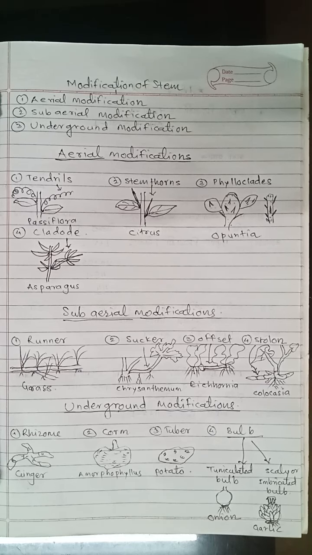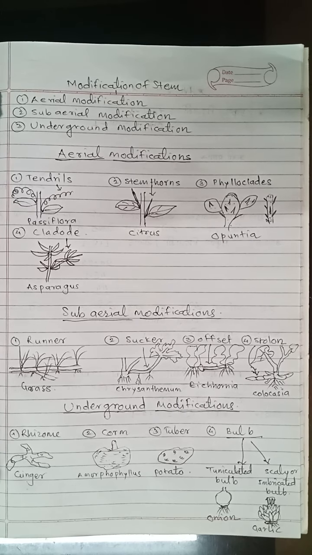The first underground modification is rhizome. The rhizome is a thickened underground dorsiventral stem that grows horizontally up to the particular depth within the soil. It can be differentiated from the modified root by the presence of nodes, internodes, terminal buds, axillary buds and scale leaves. The terminal bud develops aerial shoot that bears inflorescence.